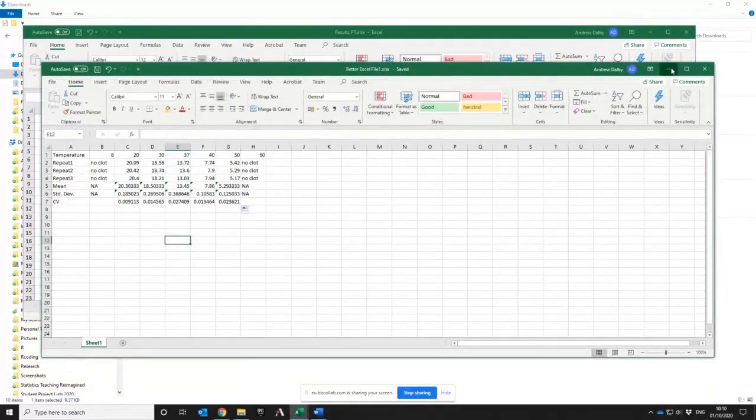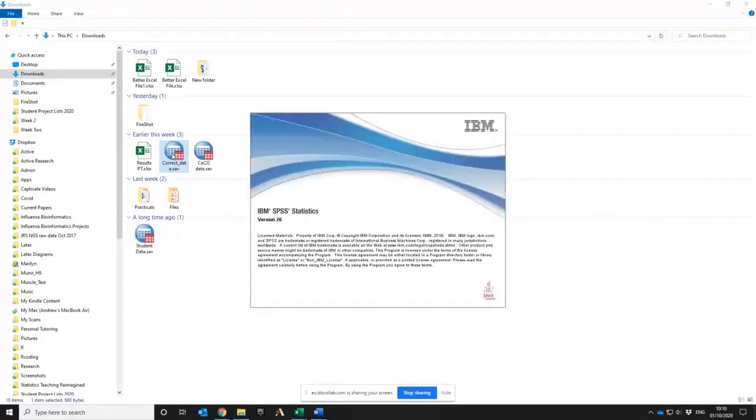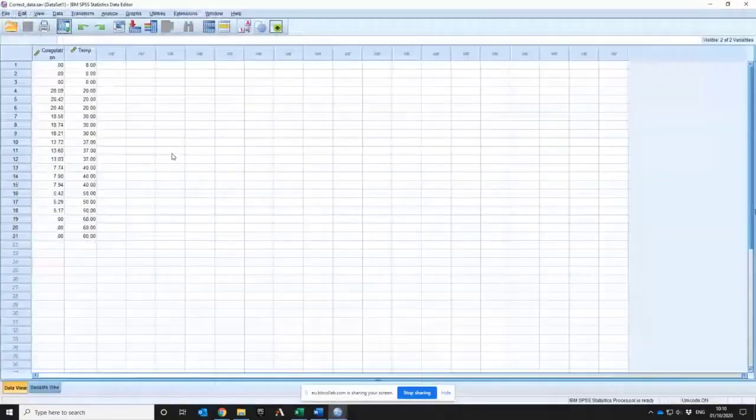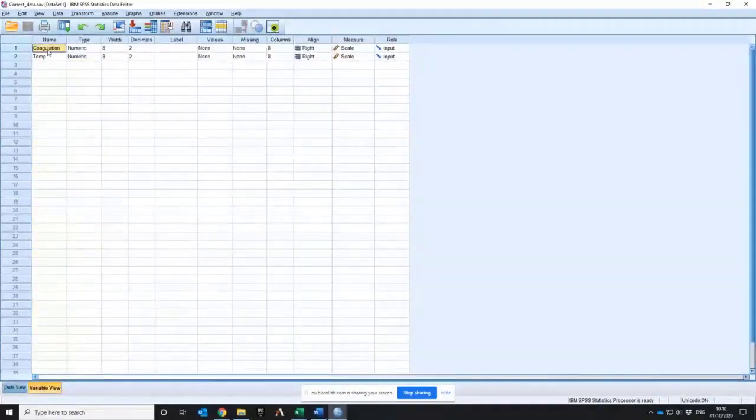Now, let's go and get the same data in SPSS. Now, remember I told you there's actually only two variables there. There's the temperature of your water bath, and there's how long it took you to coagulate, the time. So actually, let's put that vector as time and label it coagulation time.